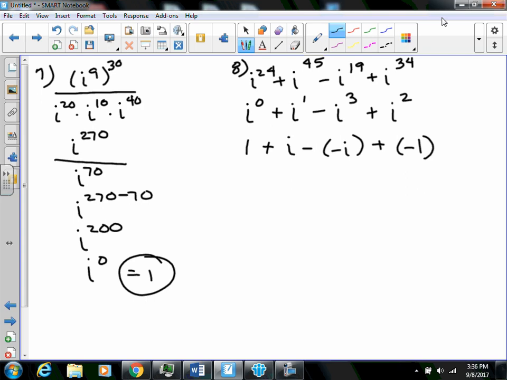Now, if I combine my like terms, I've got 1 and negative 1. Those are going to cancel out. And then for the i's, I have i minus negative i, which is the same as i plus i. Remember, these two negatives become plus. So i plus i is 2i. And that's your answer for number 8.